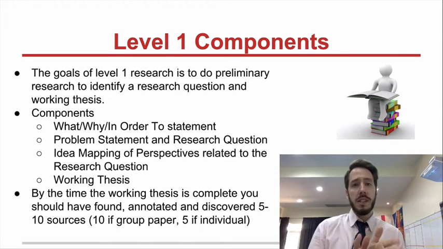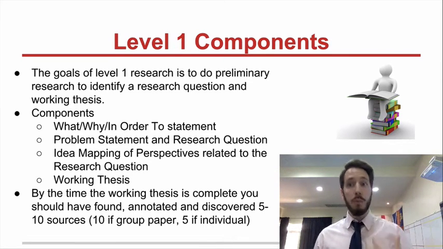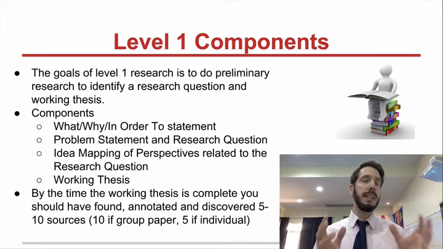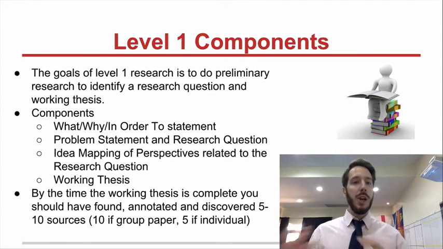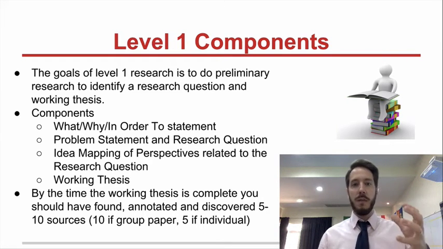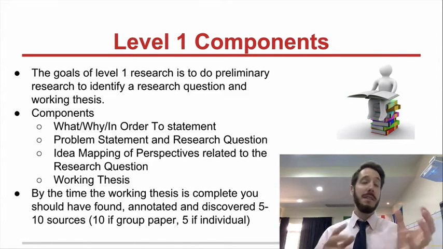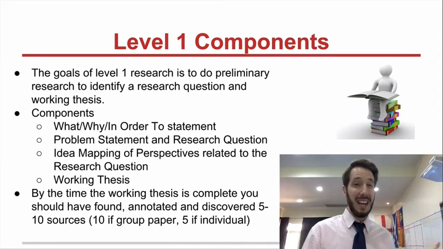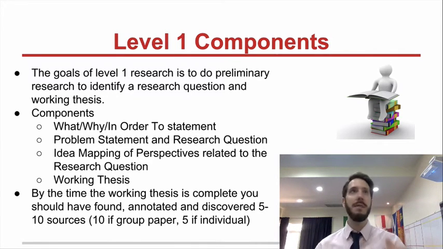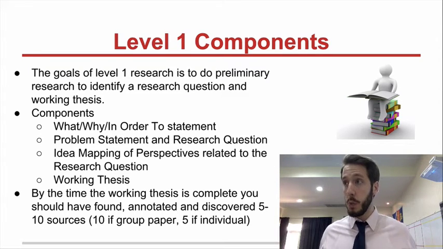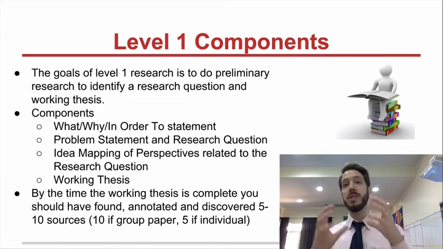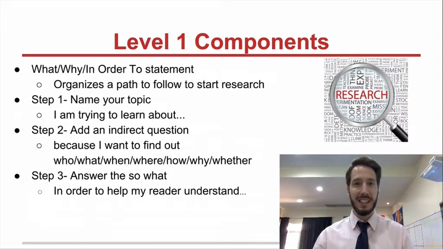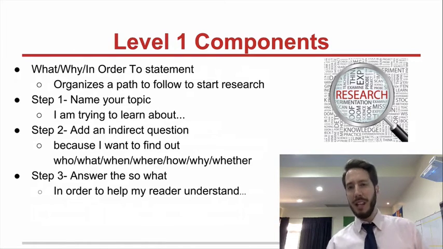Now, by the time Level 1 is completed, you're going to be doing some preliminary research. Typically, you want to cite or go through at least 2 sources per 250 words in a paper. But by the time Level 1's completed, you should have found, annotated, and discovered about 5 to 10 sources: 5 if it's your individual essay, 10 if it's a group paper. So that means that you haven't done complete research and looked at all these different sources, but you have 5 to 10 credible sources which base your working thesis. So let's talk about these components a little bit more in depth.